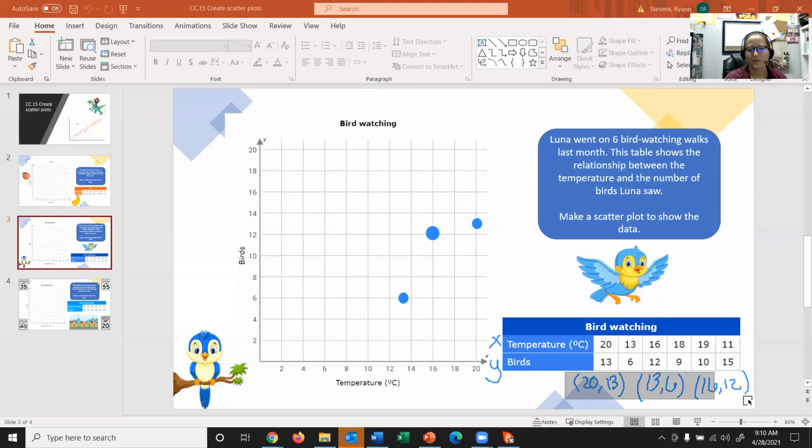Clear these ordered pairs out to make some room for us. So we did 16 and then 12. Now we're going to do 18 and 9. So this set right here. We're going to go over to 18, and then we'll go up to 9, right about between the 8 and the 10.